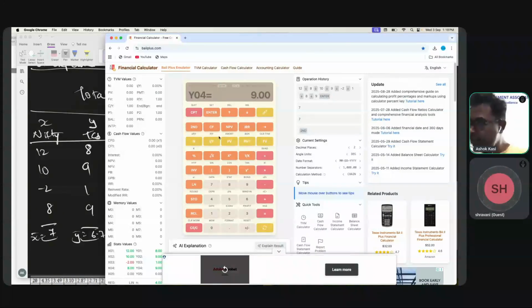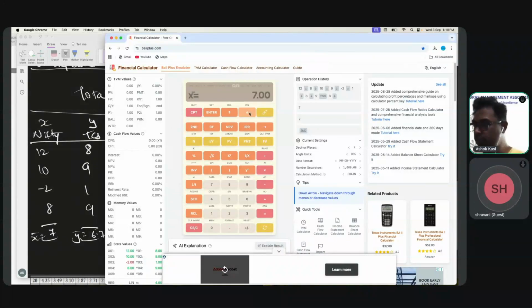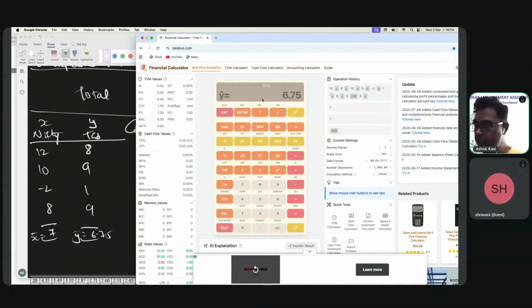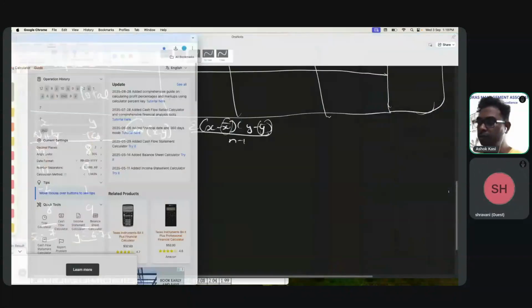Then we want the output, so we need to activate the stats function. Press second and then 8, so that the upper function stats gets activated. Then go to the downward arrow, 4: x bar is 7, you got 7. Y bar is here 6.75, we got 6.75. So we will keep coming here and keep checking this.